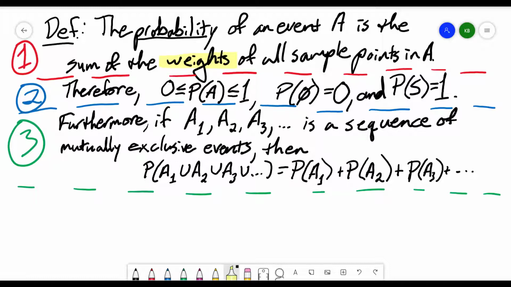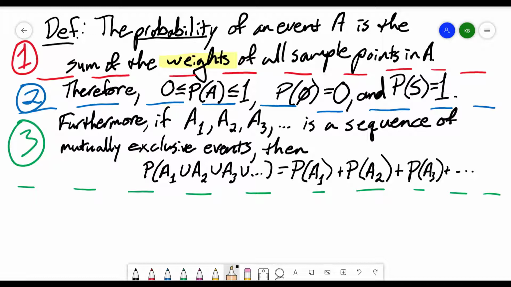When we talk about the weight of a sample point in A, we're talking about the likelihood of that sample point being the outcome of a statistical experiment. The word weight and probability are used kind of interchangeably when we talk about a single sample point. So keep that in mind. An event is a collection of sample points, and so we're looking at the sum of the probabilities for each of the sample points, which will give us the probability of the event.